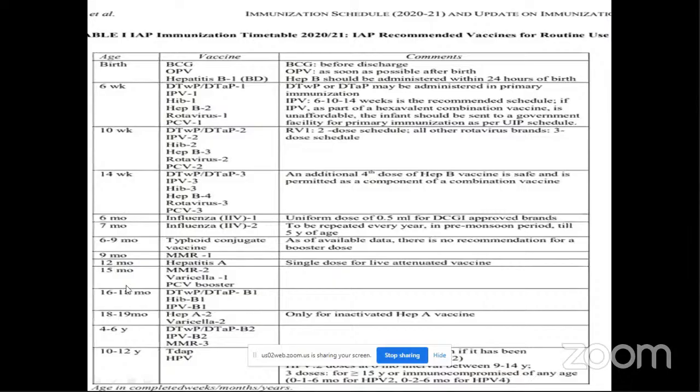Okay. Next is the varicella vaccine. Varicella first dose is given at around 15 months and then the repeat dose is given at around 18 months. This is a live vaccine, so it can be given subcutaneously. And finally, MMR booster can be given at 4 to 6 years, unlike the national immunization schedule. And then around 10 to 12 years, we are using Tdap, unlike the national immunization schedule, where we are using TT. So Tdap has to be given, and then human papillomavirus can be given.